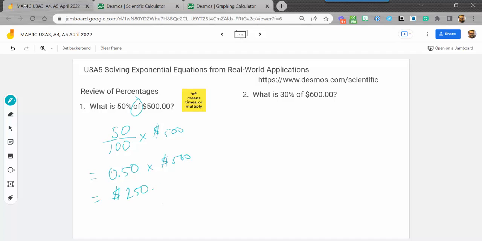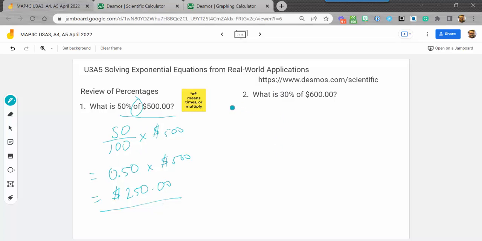But it's nice to do these questions where you know the answer: half of 500, or 50% of 500, is 250. And then try it on another one where you're maybe not quite so sure. 30% of 600 may not come out right away, but we can go ahead and use this method we know worked, and then try it on one that we're not quite so sure about.